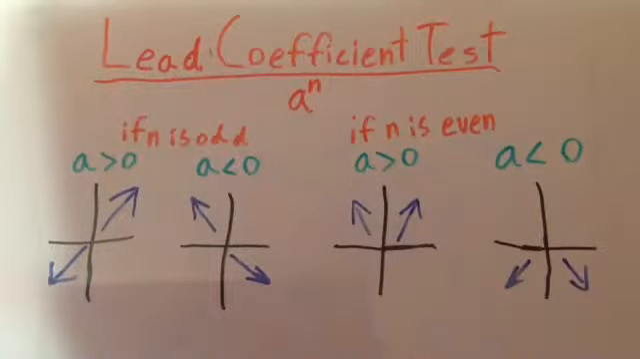Lead coefficient test. The lead coefficient test is used to determine the end behavior of the graph. Take a to the nth power. If n is odd, the two ends of the graph will go in opposite directions.